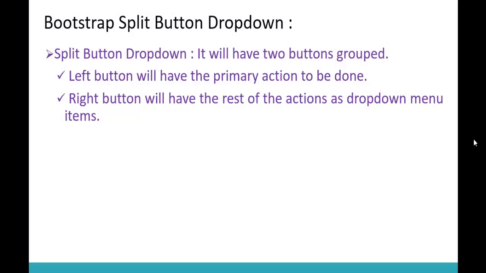A split button will have two buttons grouped. I repeat, a split button has two buttons grouped, and the left button will have the primary action to be done and the right button will have the rest of the actions as a dropdown menu. Now let us understand this split button when we code in Visual Studio.